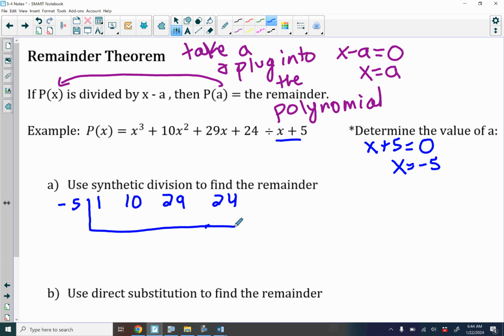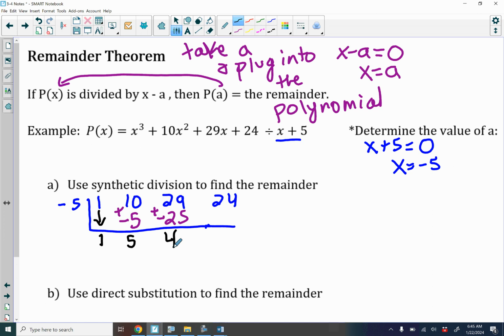So remember how we use synthetic division. I take this 1 and bring it down below the box. Any values that are below the box, I multiply by the number that's on the outside. So I do negative 5 times 1, which gives me negative 5. But remember, we're doing vertical addition. So I do 10 plus a negative 5, which gives me 5. Then I do negative 5 times positive 5, which gives me negative 25. But we added, so plus a negative 25 gives me 4 when I do that vertical addition.